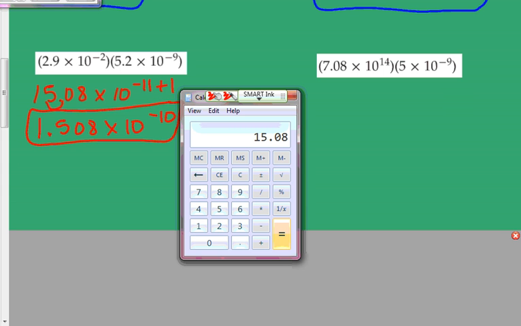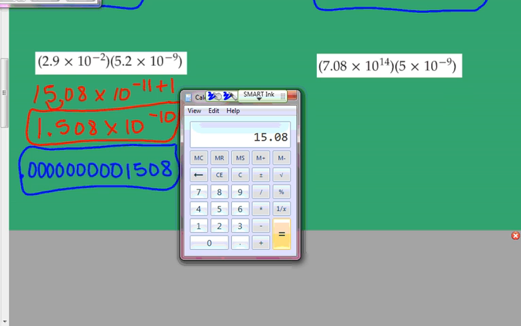So here's one answer now in scientific notation. And now we're going to go ahead and put it in standard form too. That means I have to move the decimal 10 times to the left, and the 1 takes one of those spots, so I'll have 9 zeros in front. 7, 8, 9, 1, 5, 0, 8. And there's our second answer. Make sure I can see that decimal point.